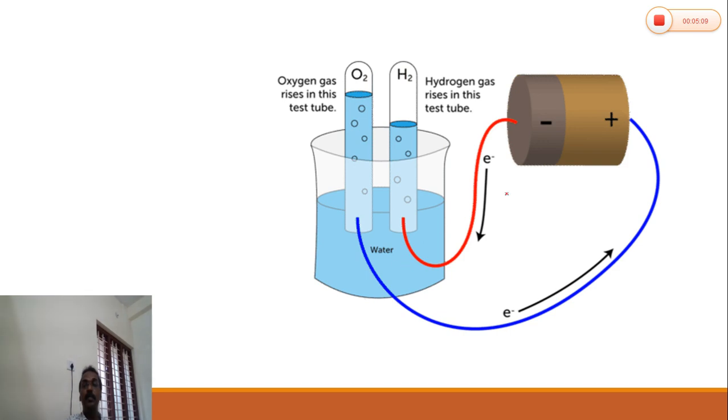Water is taken in the beaker and electricity is passed. See, oxygen, and double the amount of hydrogen is formed. This is one part oxygen, two parts hydrogen, and this is decomposition by electricity.